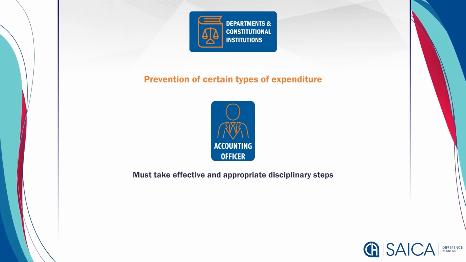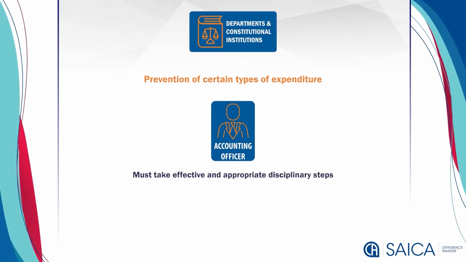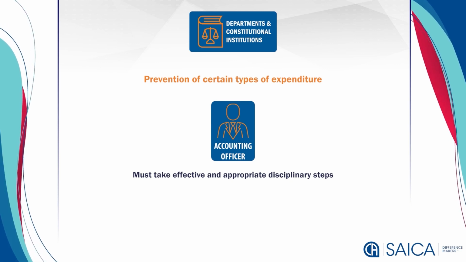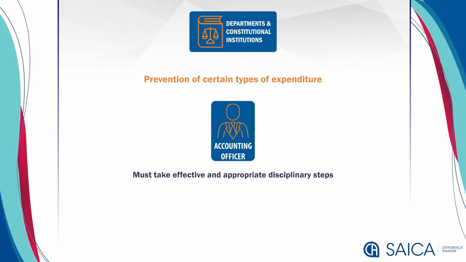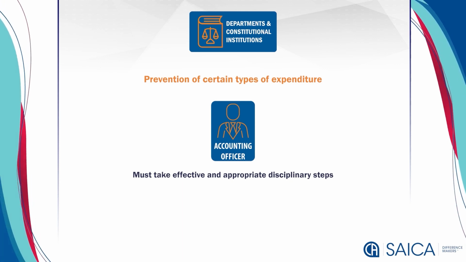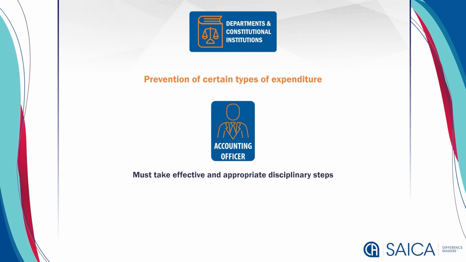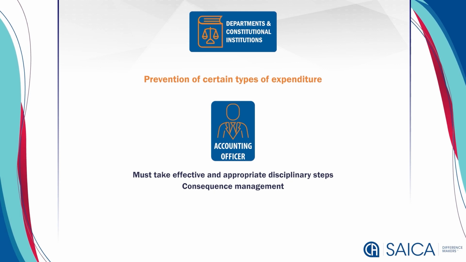The accounting officer must take effective and appropriate disciplinary steps against any official in the service of the department, trading entity, or constitutional institution who contravenes or fails to comply with a provision of this Act, or commits an act which undermines the financial management and internal control system of the department, trading entity, or constitutional institution, or makes or permits an unauthorized expenditure, irregular expenditure, or fruitless and wasteful expenditure. This relates to the disciplinary processes that must occur if such expenditure occurs. It is commonly referred to as consequence management.